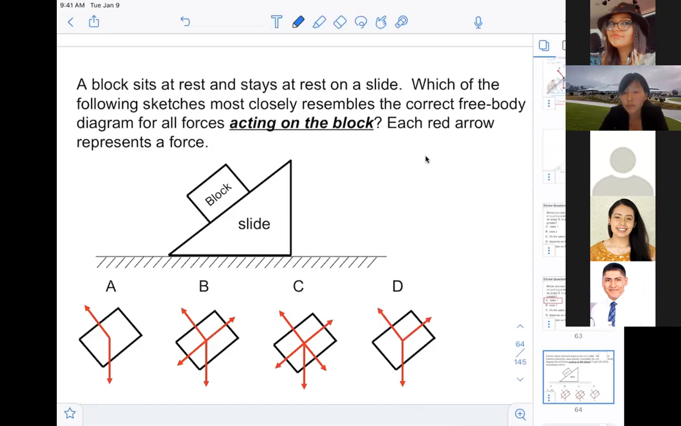And the friction must be upward, like what D is showing, right? So you need a force pointing upward. So D is correct. Okay.